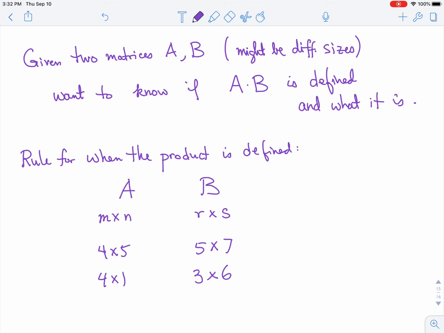So it's going to be defined only if n is equal to r. In other words, these middle two numbers are the same. And so this is the way I like to remember it: the middle numbers need to be equal.